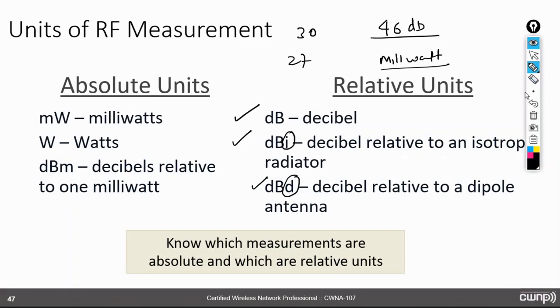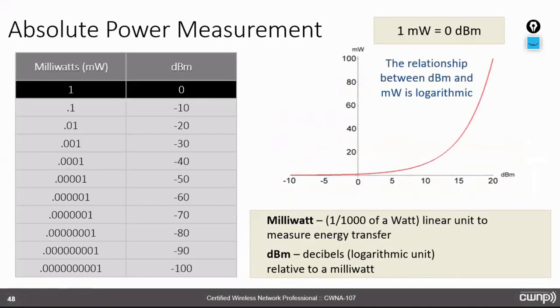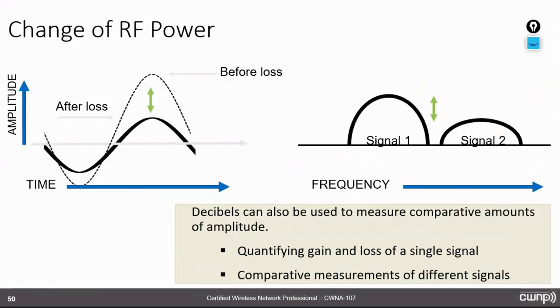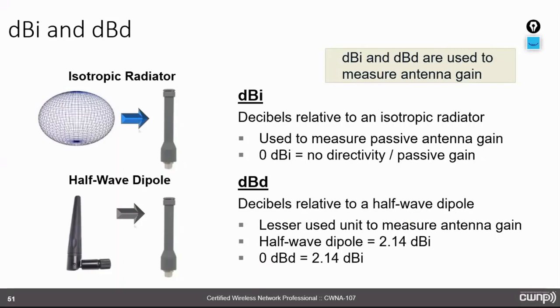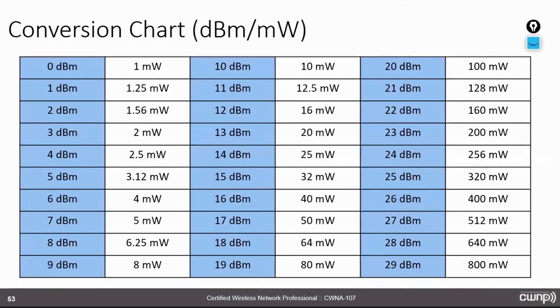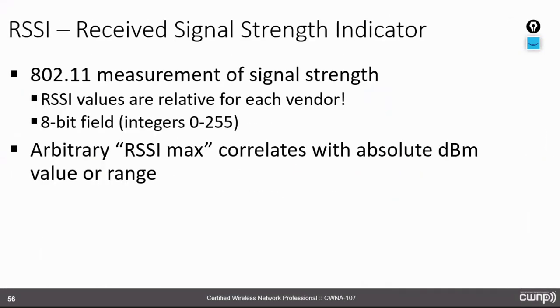So this chapter about RF mathematics is again so important. You can see here we have such good formulas, and these are very important. Change of radio frequency power, dBi and dBd. You can see this is called the radiation pattern. The rule of 10 and the rule of 3: 10 means multiply by 10 times, 3 means 2 times. Conversion chart also, RF math activities, and received signal strength indicator. This is so good. I will show you.